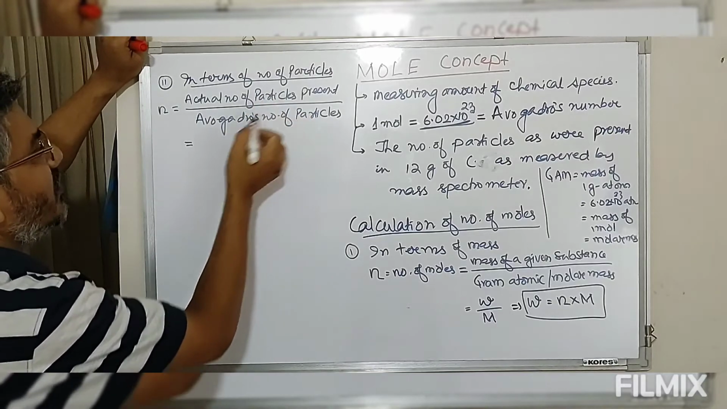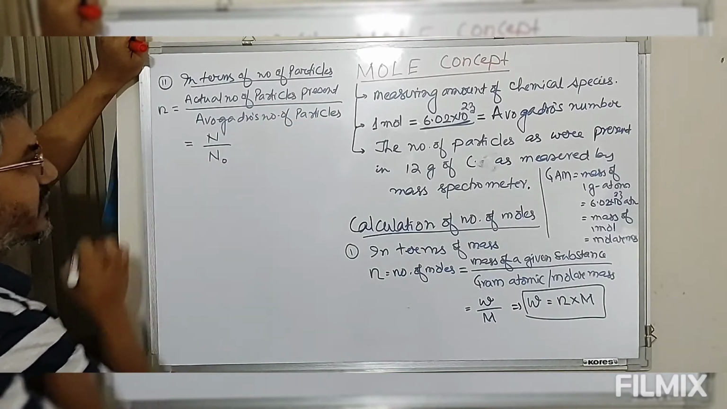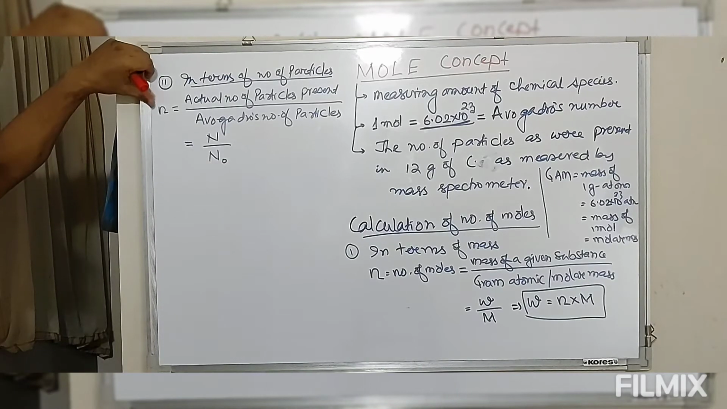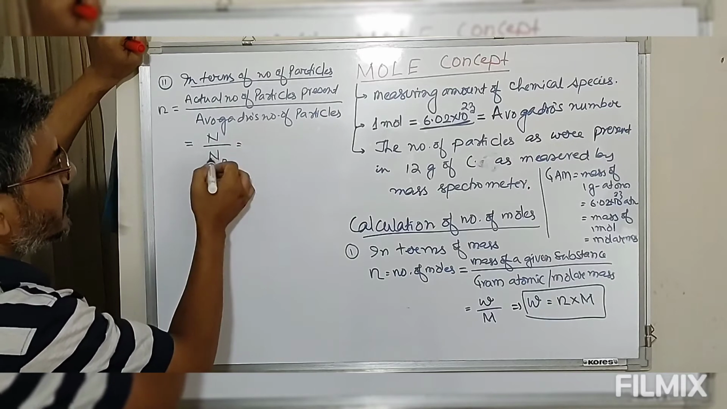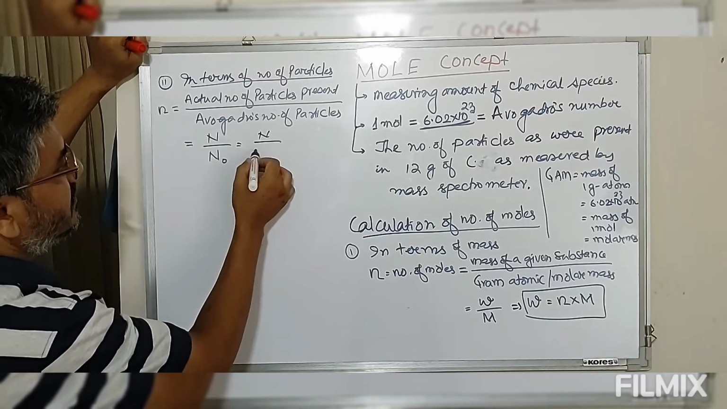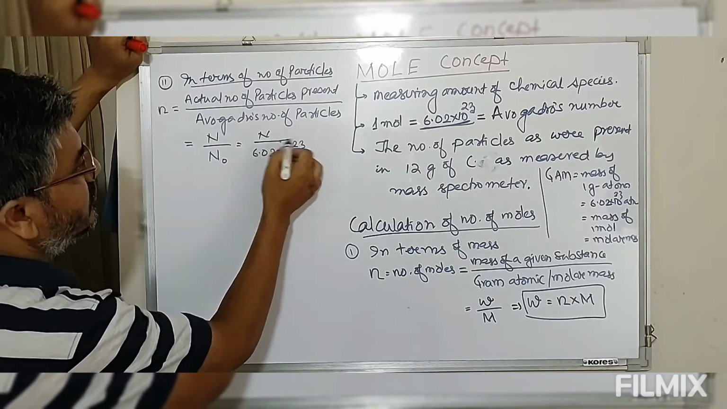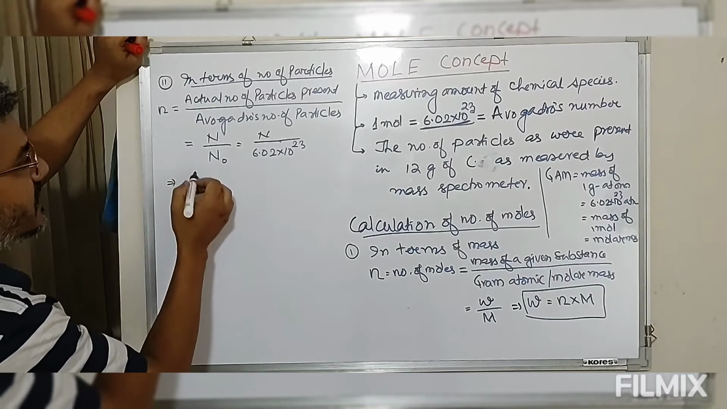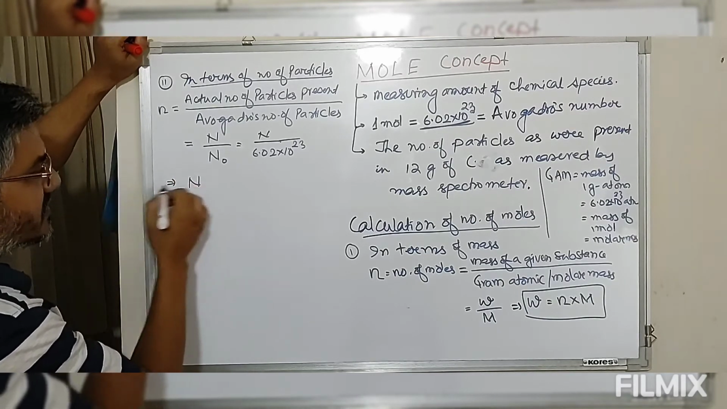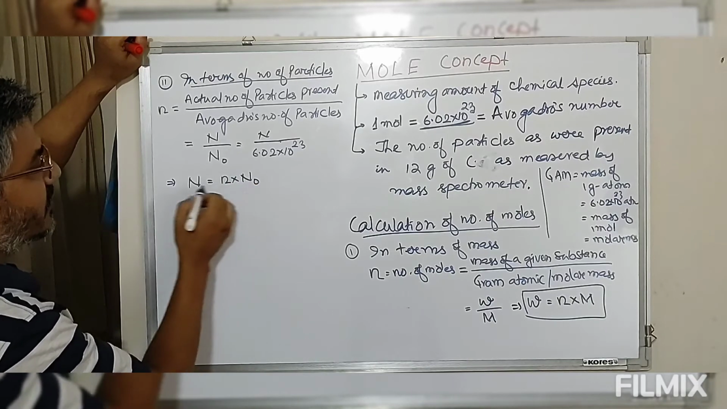So let the number of particles be represented by N. Then the Avogadro's number is N0. So this ratio is known as mole. So Avogadro number N0 is 6.02 into 10 to the power 23. So therefore from this we can see that the number of particles present in the sample is equal to number of moles multiplied by Avogadro number.